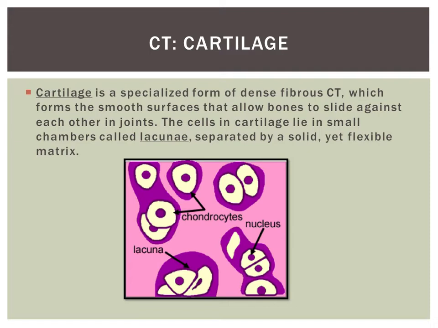You'll find these, of course, in all of your joints. You'll find it in the vertebral column, in between the vertebrae. This cartilage can also be found in the nose and the ears. It lies in small chambers called lacunae, and these are separated by a solid matrix. So even though it is flexible as cartilage, it is a solid matrix as opposed to a jelly-like substance. Chondrocytes, as you can see in the diagram, is the name of a cartilaginous cell, and then you can see how they're contained in the lacunae.